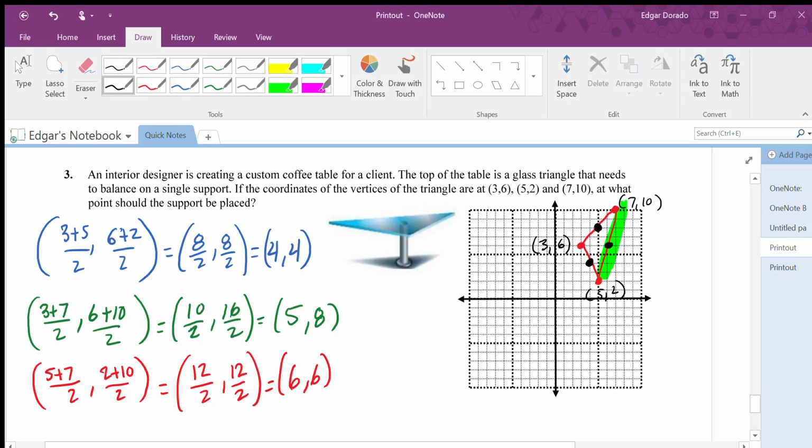Okay, and once again, I'm going to draw my medians here. So I'm going to start at this top right corner. All right, and I'll see if I can adjust it so it looks a little nicer. There we go. Let's do another one from this bottom piece up to this middle right here.